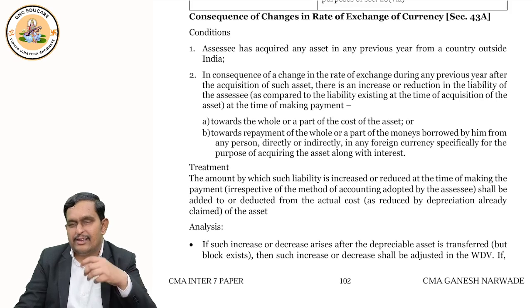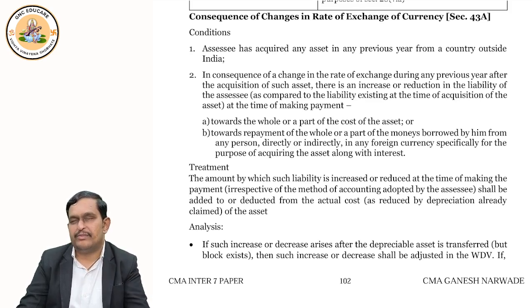So whenever you repay the loan in that year, you do that adjustment, no problem. Can you increase the cost later on? The answer is yes, you can. You can increase the cost if you have to pay additional bucks. If you paid less, then deduct, right? This is how the foreign exchange concept is.